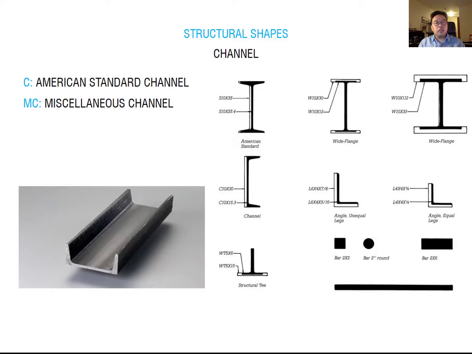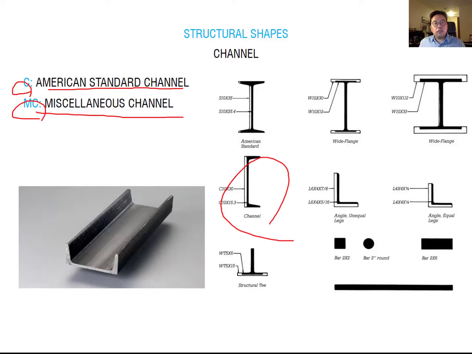Then now we talk about the channel. The channel has two different types. The C is American Standard channel, and MC is a miscellaneous channel. The C, which is American Standard channel, is usually for the structure member, and MC is usually used for interior structure members. So you can see the channel type here. You can extract this, and the American Standard channel starts with C, and miscellaneous channel starts with MC.